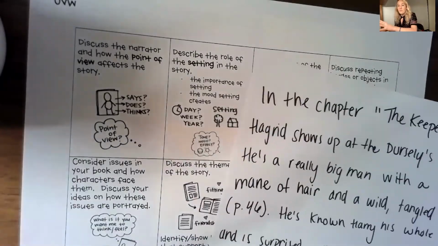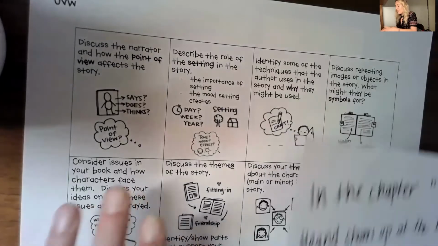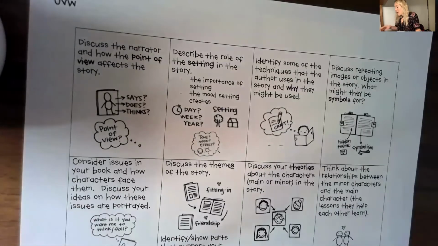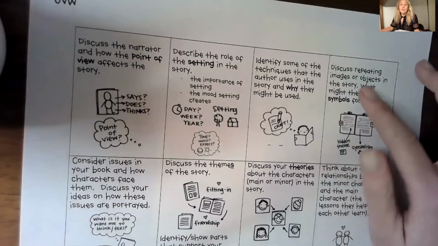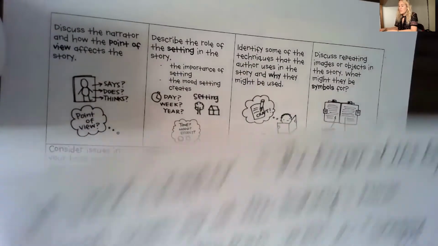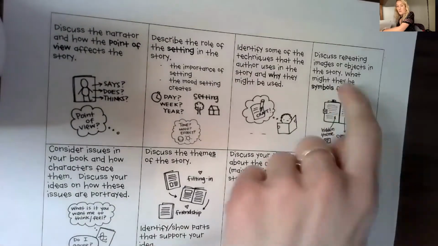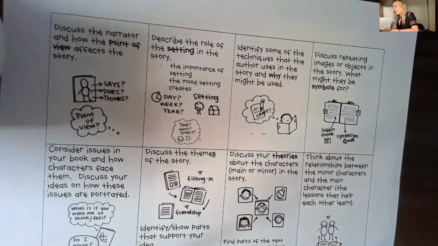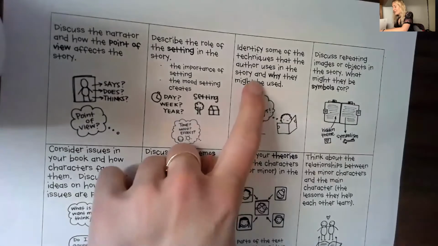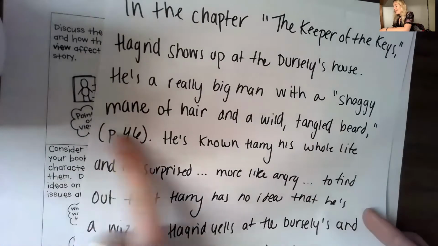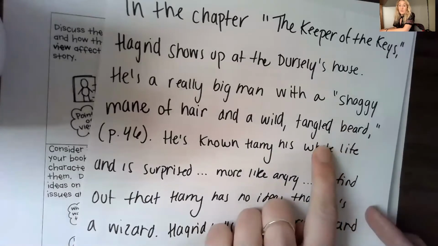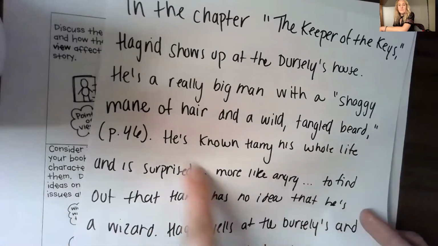Maybe something that I saw a little bit of evidence of. I'm seeing that I could have talked about the repeating object, so I could just make a whole new jot and do that. I could talk about the setting. I don't know how important the Dursleys' house is in this chapter. Craft moves: I could talk about how this describes Hagrid and why it's important.